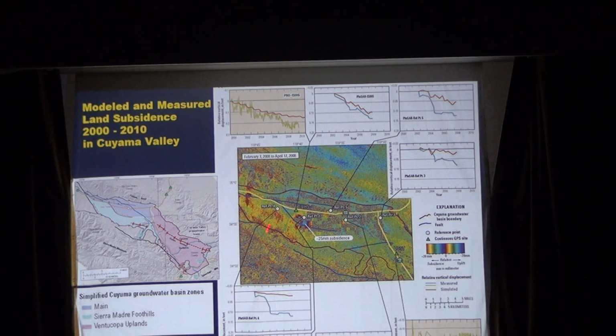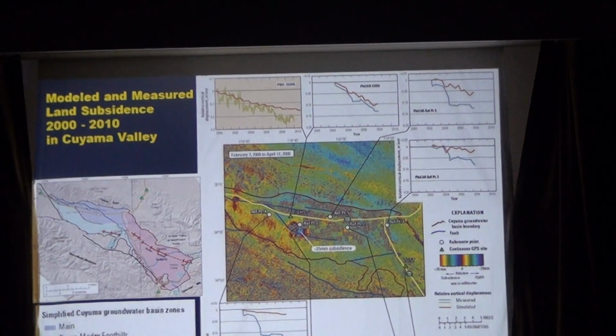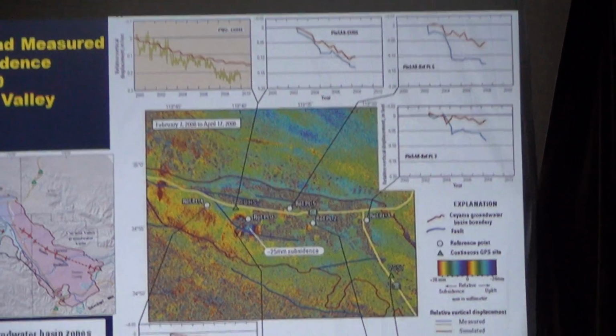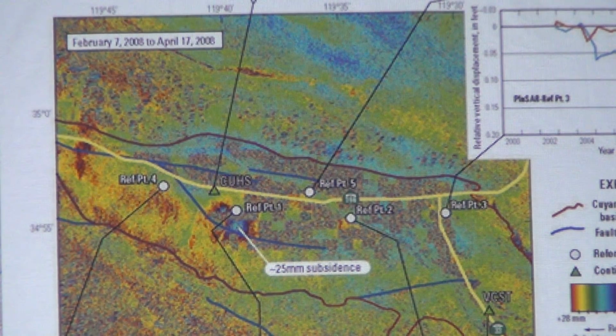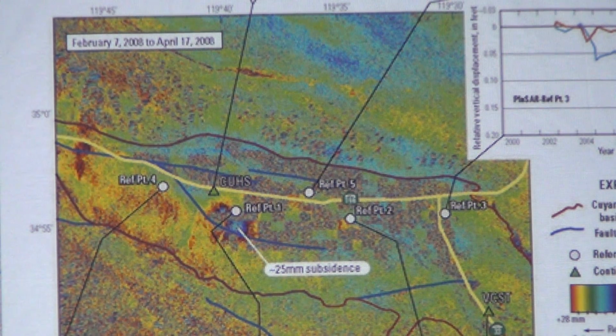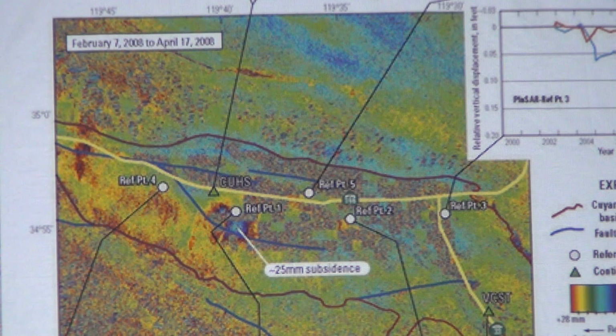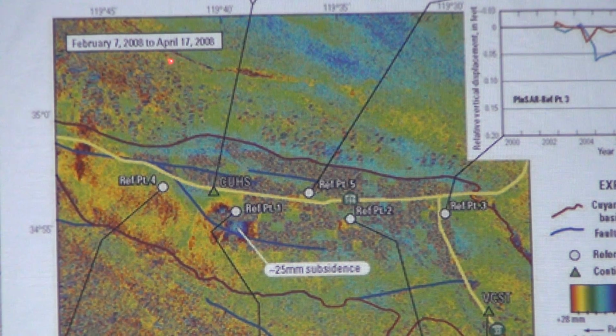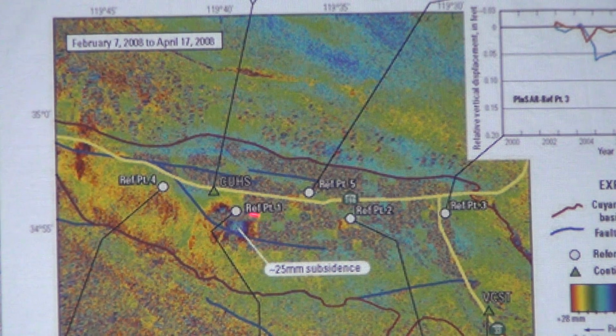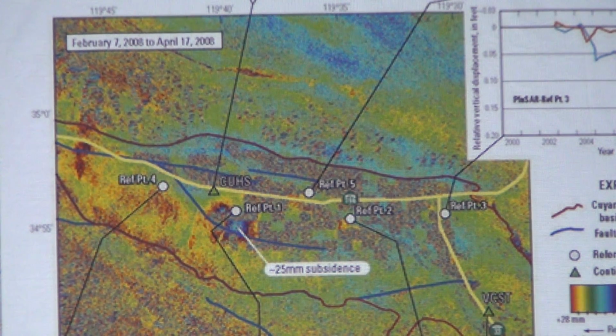An InSAR image is a difference between two radar reflections that are out of phase with each other. Because they're out of phase, we can calculate the difference between the two phases and equate that to a change in the position of the land surface, how much it's moved. This was 25 millimeters, about an inch of land subsidence, from February 2008 to April. So over just a few months, we're seeing some pretty intense deformation right in that area.